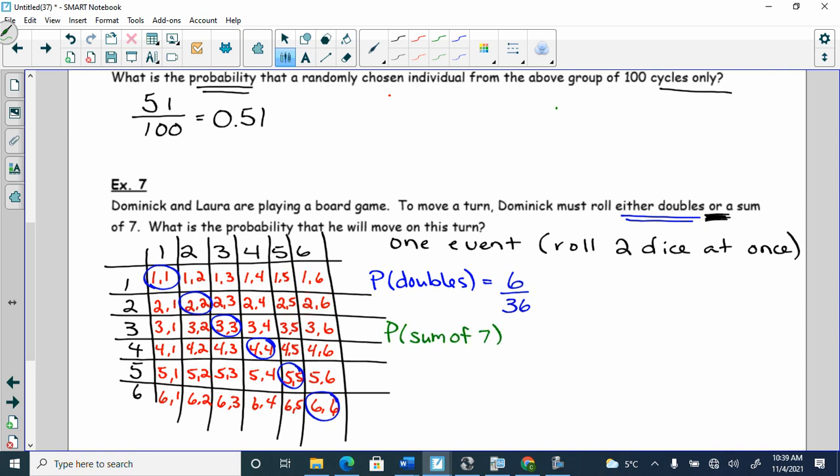I'm doing them in 2 separate colors so you can see if any of them overlap, correct? So sum of 7: 6,1; 5,2; 4,3; 3,4; 2,5; 1,6. Those would add to 7, correct? Do any of mine, blue or green, overlap each other? No. So this is mutually exclusive.